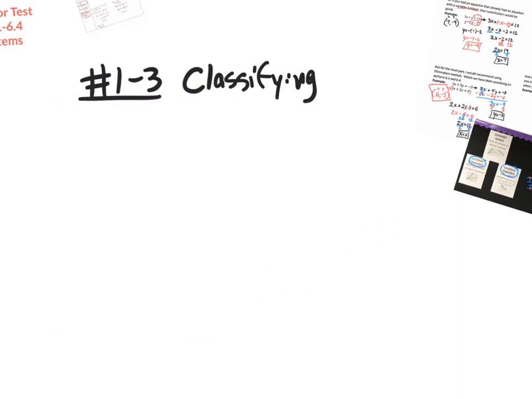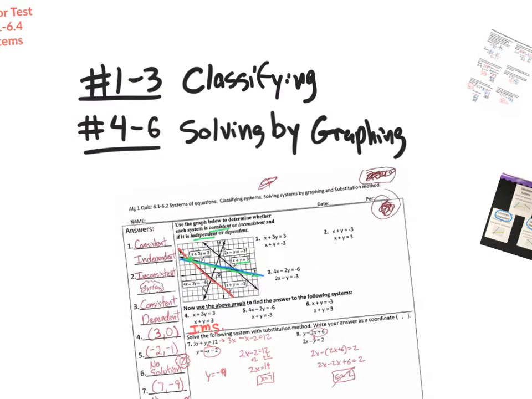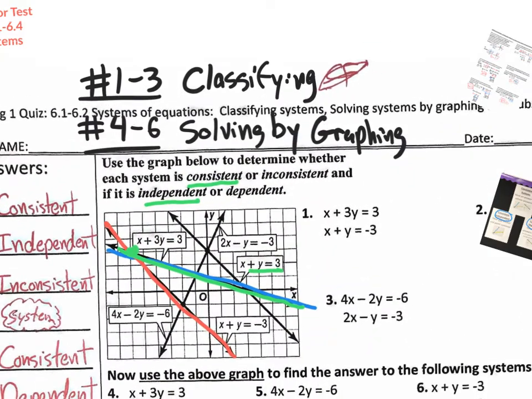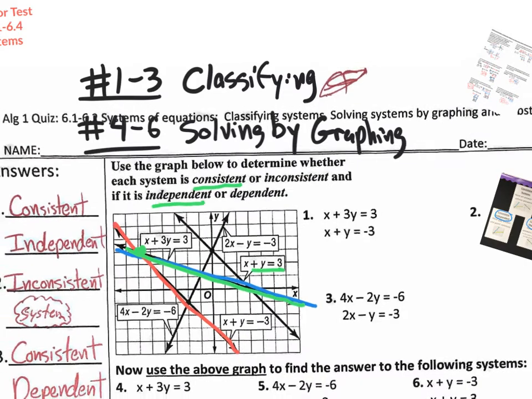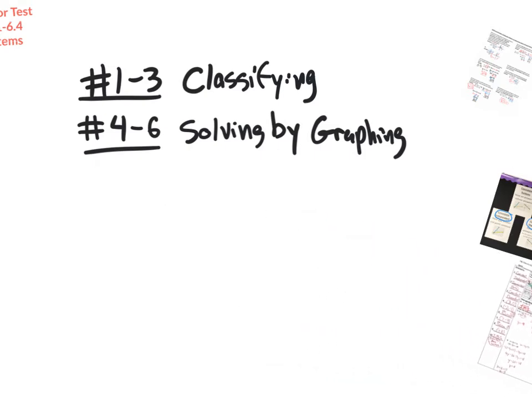The next 3 questions are going to be actually solving by graphing. And questions 4, 5, and 6, once again, look at your old quiz and you'll see that it's already graphed for you. And to find the answers, just find the point of intersection. If you're talking about this line here and this line there, that's a point of intersection. Or maybe this line here and this line there, that's a point of intersection. Name that location and that's your answer. But then again, if they're parallel, you say no solution. If it's the same line, you say infinitely many solutions.